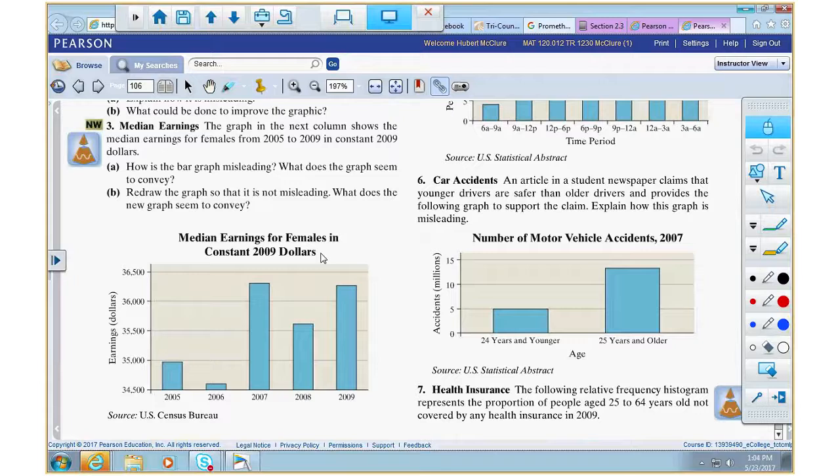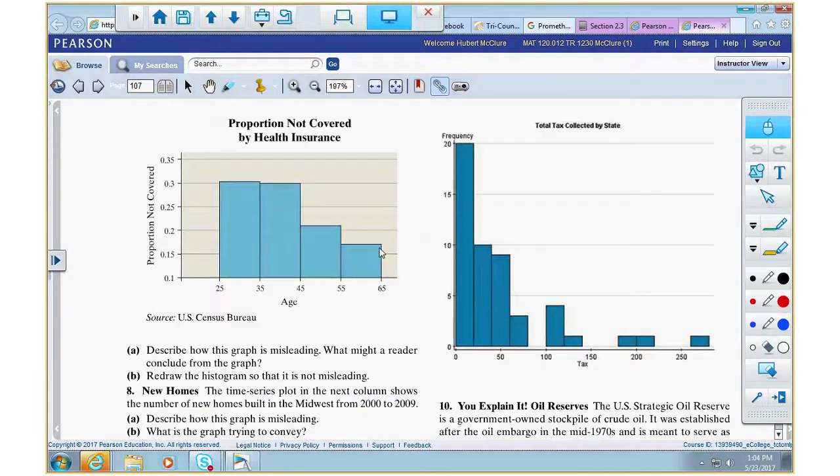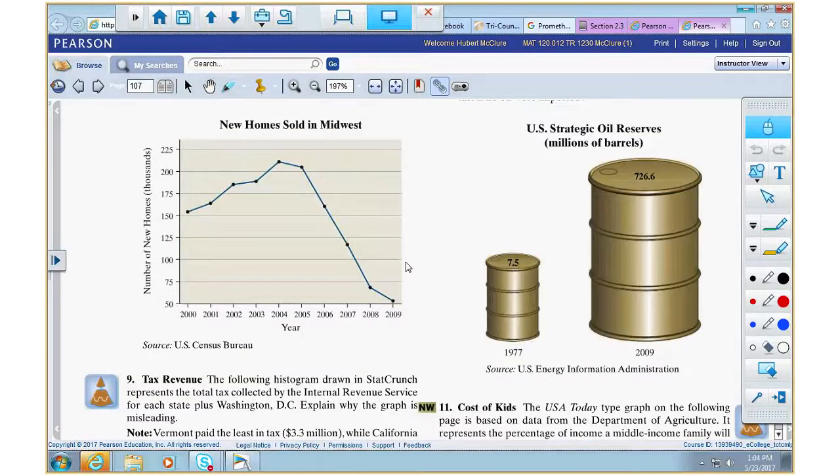Oh, well, I guess I can't find my pie chart. It might have been in a previous book. I don't know, but I remember seeing it. There's the oil barrel.